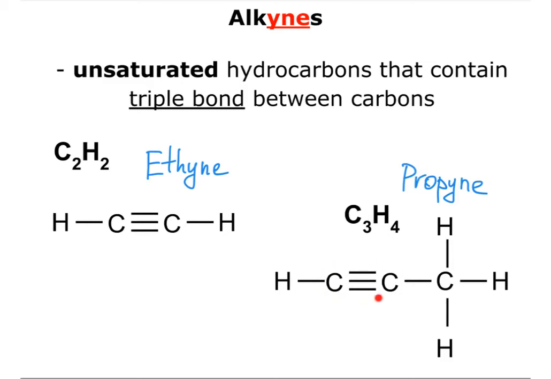Propyne over here has 3 carbons, and 2 of them are connected with the triple bond. Since each carbon has to form 4 bonds, this carbon can bond only to 1 hydrogen, and this one doesn't have any hydrogens attached to it, because all of its electrons are occupied by binding to the neighboring carbons.